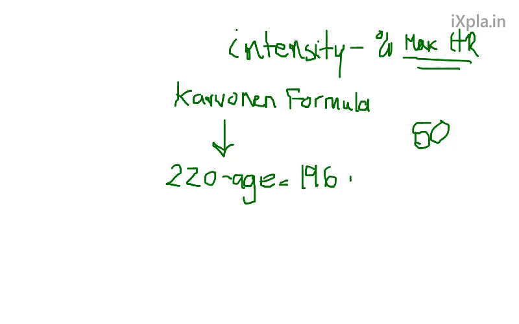Let's say I want to find 60% of my max heart rate. Also very simple if you know basic math. What I would do is 220 minus age, times 0.6. So you simply do 220 minus my age, or 196, times 60%, and we get 117.6. So 117.6 is 60% of my max heart rate.